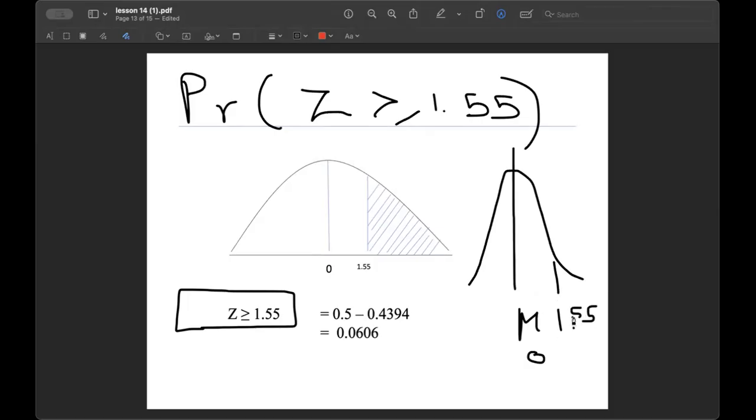The area, we already learned, is how we calculate the probability. So this whole area we need to calculate, this part, because z is greater than or equal to 1.55. Right? So the whole area is 1.